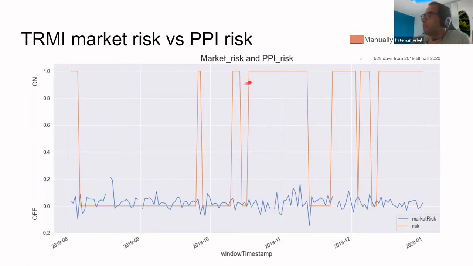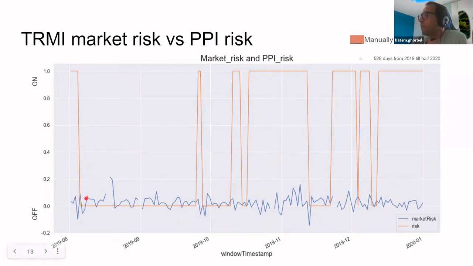Here, for instance, in red, you can see the manual human annotations that have been performed on this period. Here we see the risk on, and then all the period of August, September, October of 2019 is considered as risk off. Same thing after that, from November, December, end of the year 2019, it is a risk on period, and so forth.